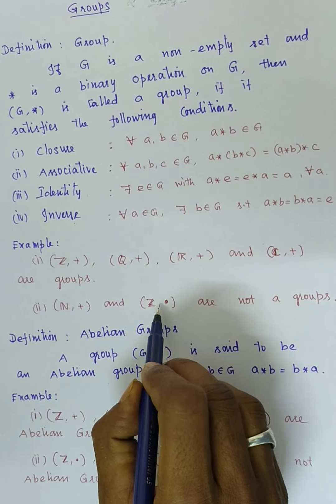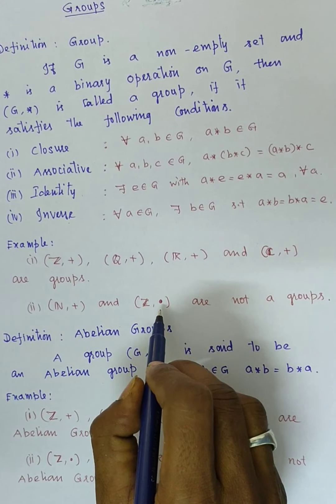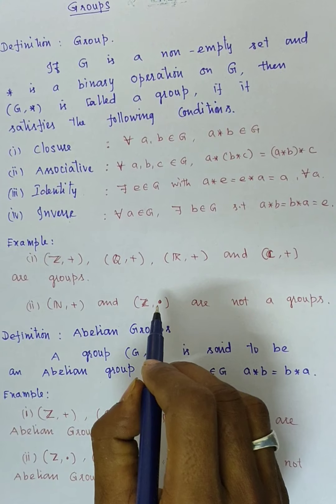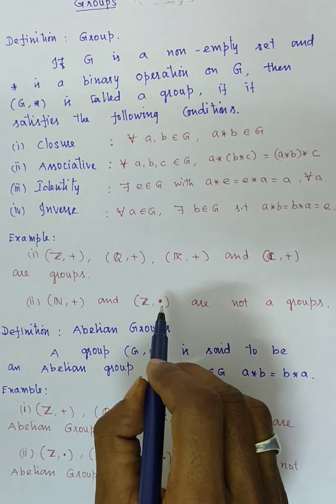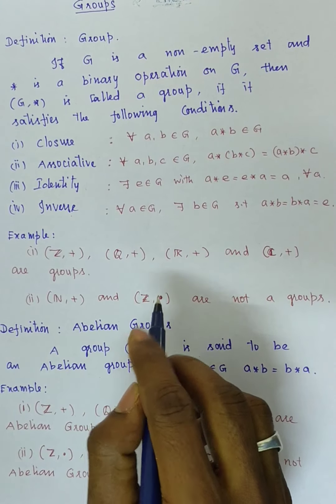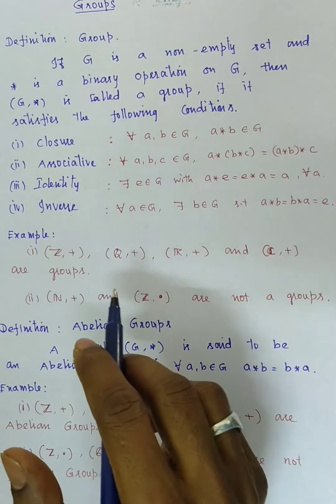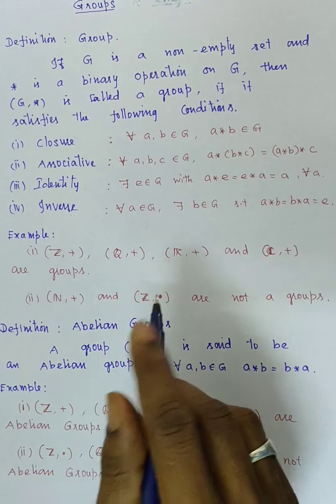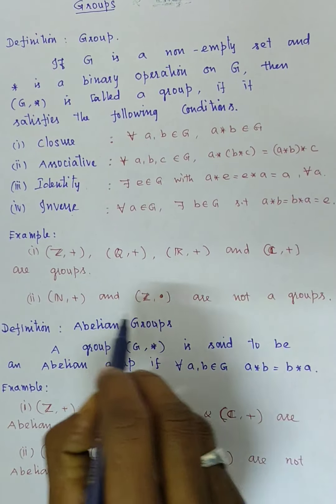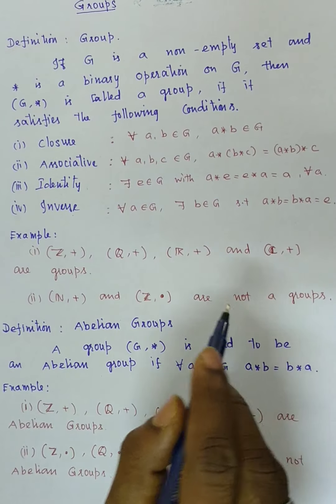The set of all integers with the dot product is not a group, because why? There is no inverse for those elements. In integers we only have plus or minus 1, plus or minus 2, plus or minus 3, and so on. So for each and every element there is no inverse. That is, suppose we take the element 2, the inverse of 2 is 1 by 2, but here we don't have that element, so Z comma dot is not a group.